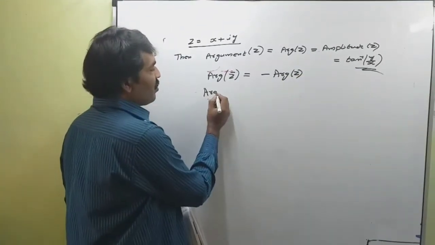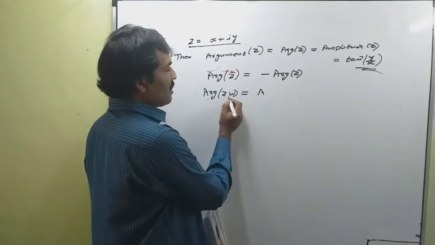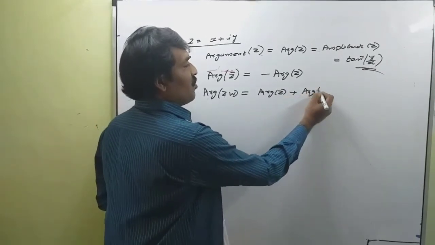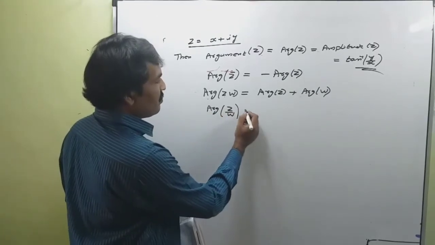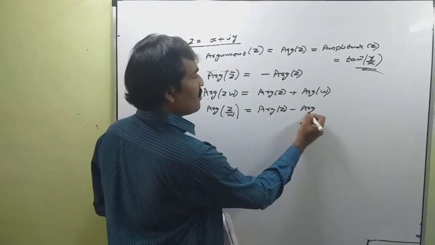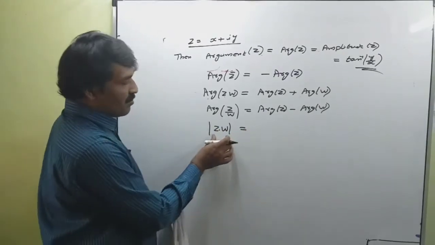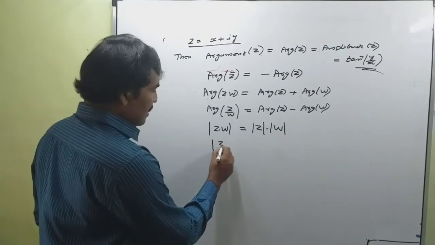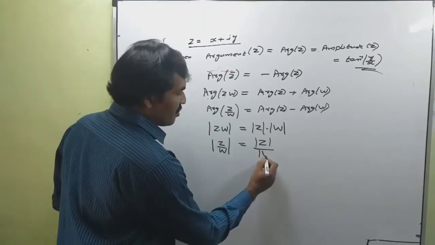Then argument of zw, where z and w are complex numbers, that is the product of z and w, is equal to argument of z plus argument of w. And argument of z by w is equal to argument z minus argument w. Modulus of z into w, the product, is equal to mod z into mod w. Modulus of z by w is equal to modulus z divided by modulus w.